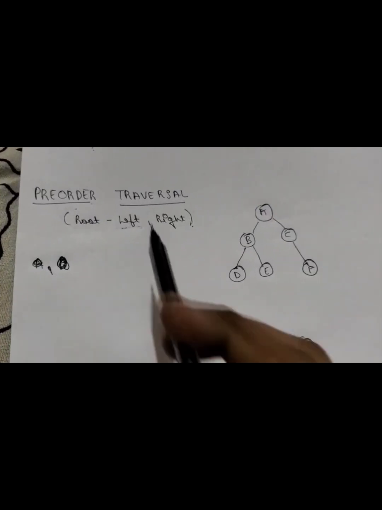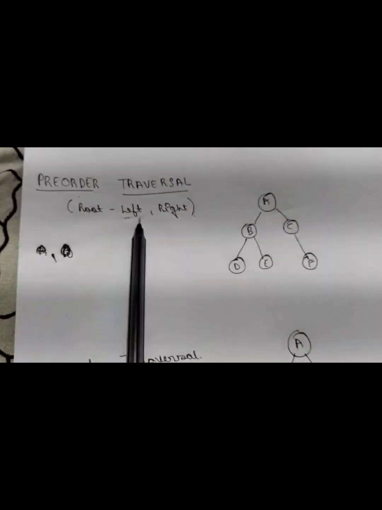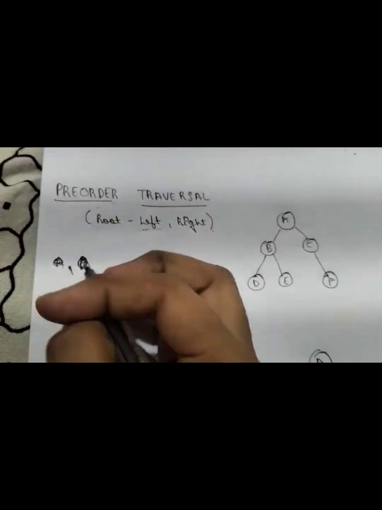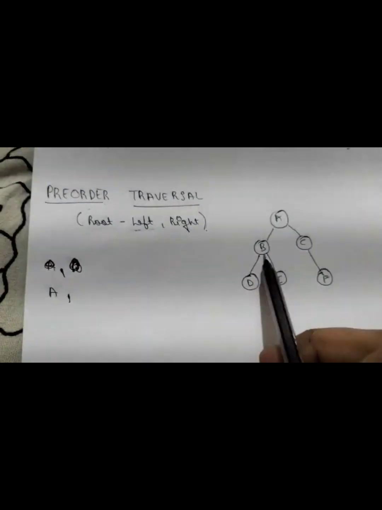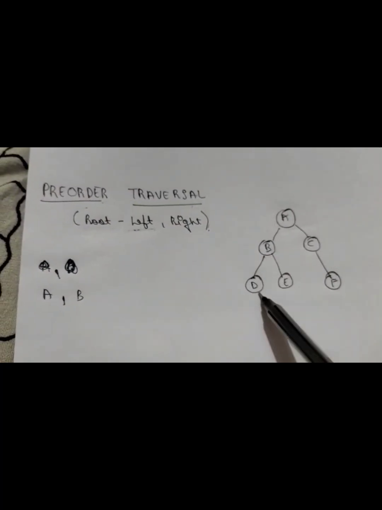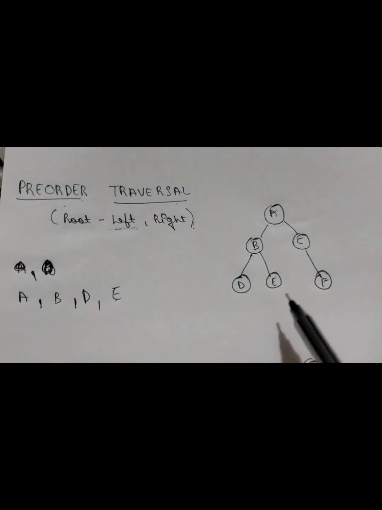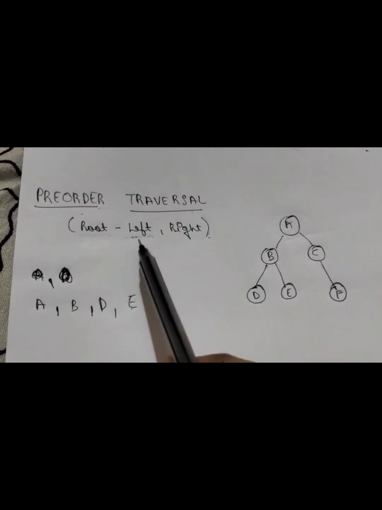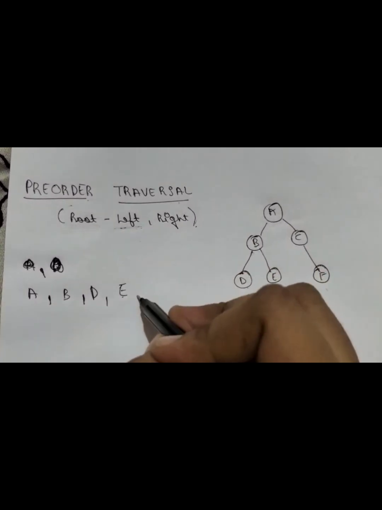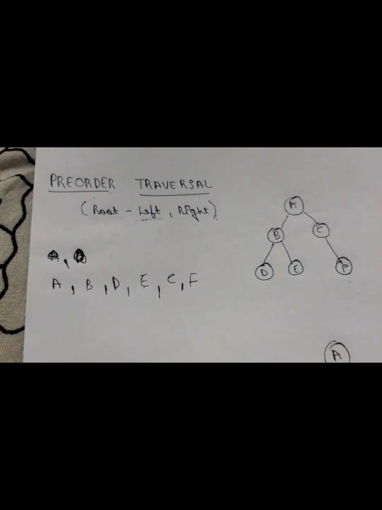Now I'm going to explain about the pre-order traversal. Pre-order traversal works like this: first visit the root node, then visit the left subtree, and then the right subtree. First we visit the root node, that is A, then we visit the left subtree, that is B. In left subtree B, we again visit the left, that is D. Then we visit the right, that is E. After finishing the left, we have to move to the right. So the right nodes are C and F. Basically, this is how the pre-order works.